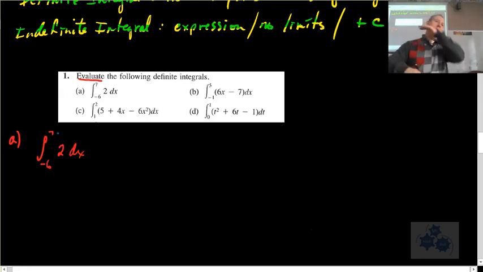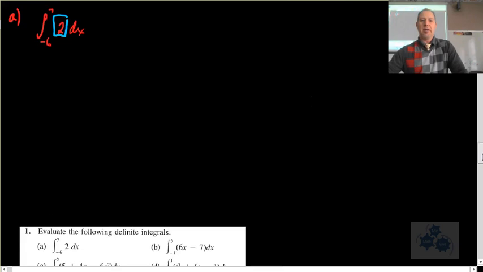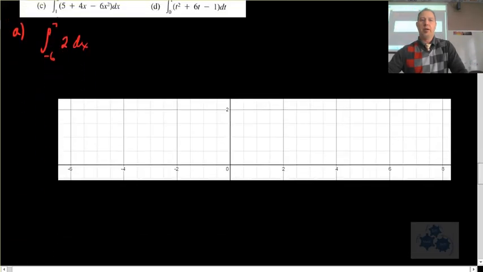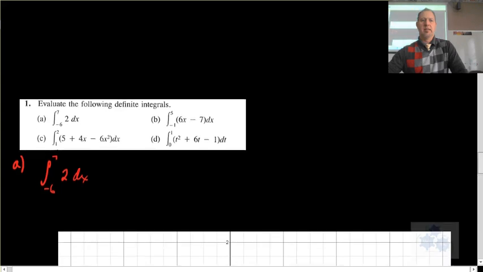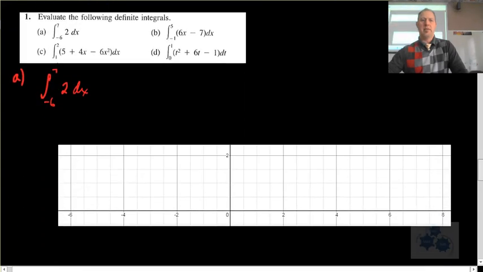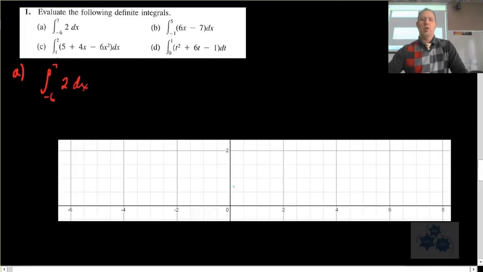Now, before we get into antiderivatives and all that, let's think about this for a second. Okay? The function is 2. The integrand is 2. That's y equals 2. Now, I think I have something down here. Oh, where'd it go? Wow, I copied that twice. Isn't that great? So, look at this.